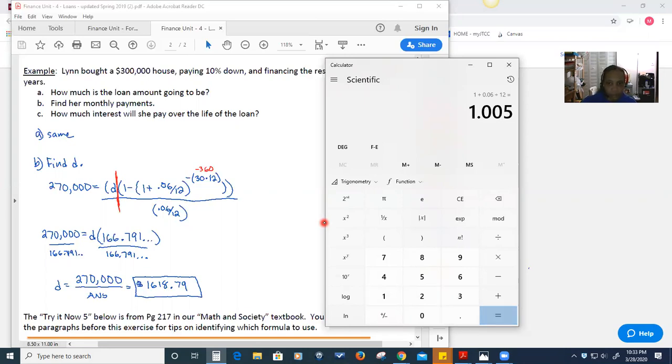To the power of negative 360. And remember, you have to type 360 negative. Enter. And then make that answer negative and add the 1. Negative plus 1 equals. So now that's the top divided by, here comes the denominator, parentheses 0.06 over 12. Enter. And there's your 166.791.